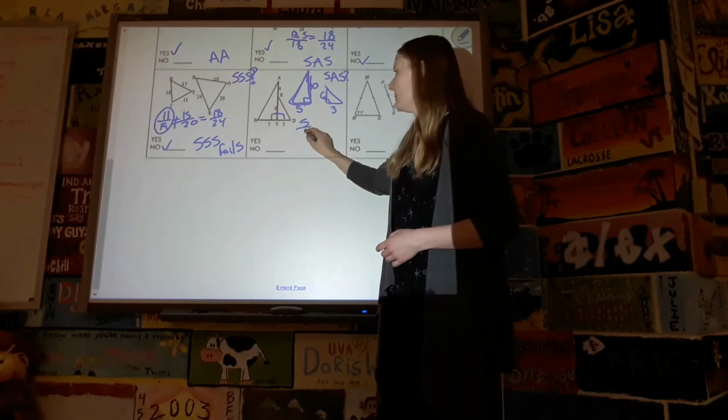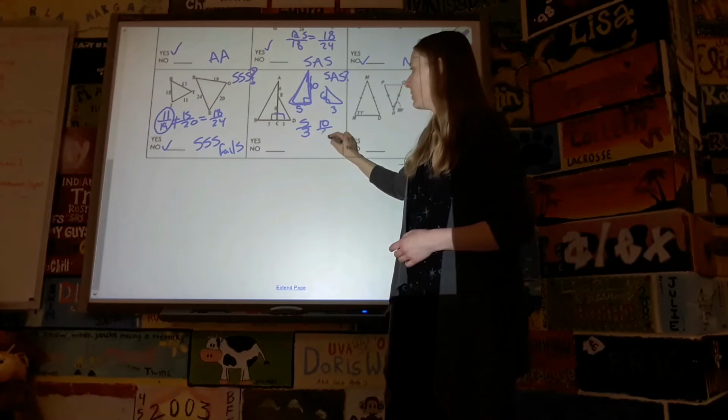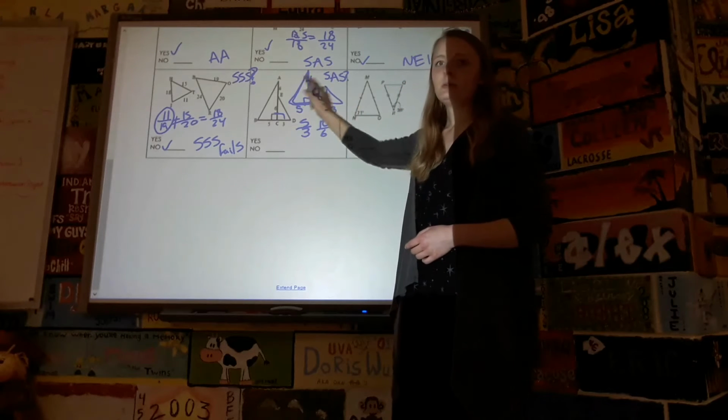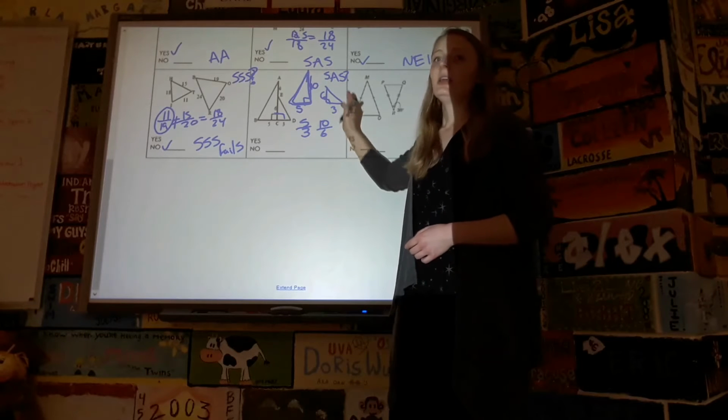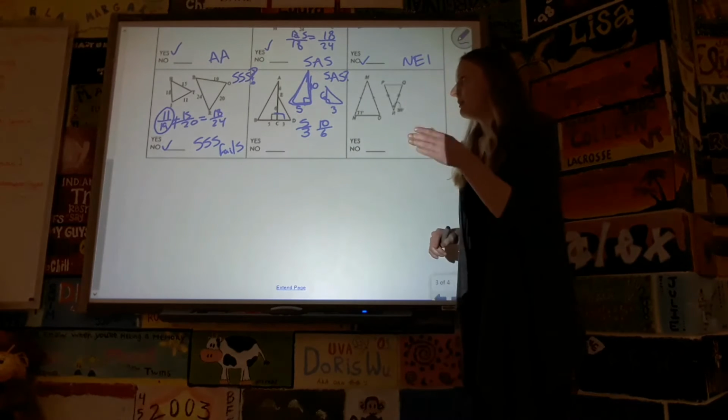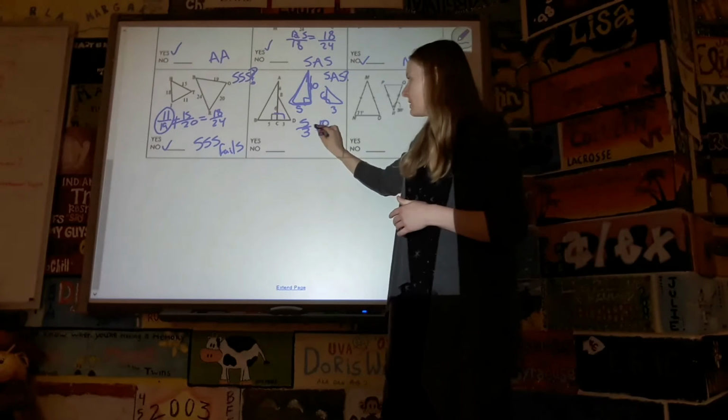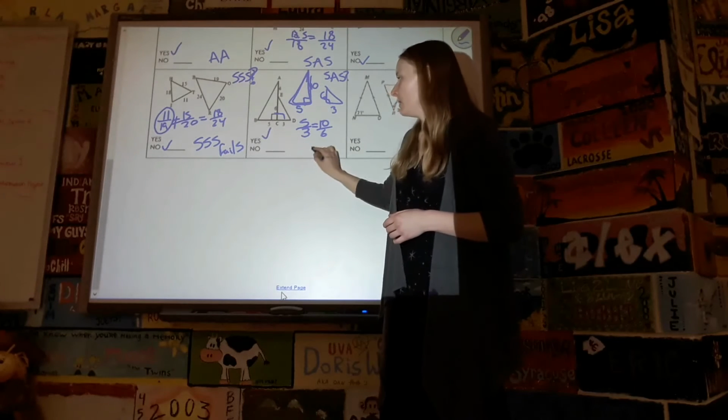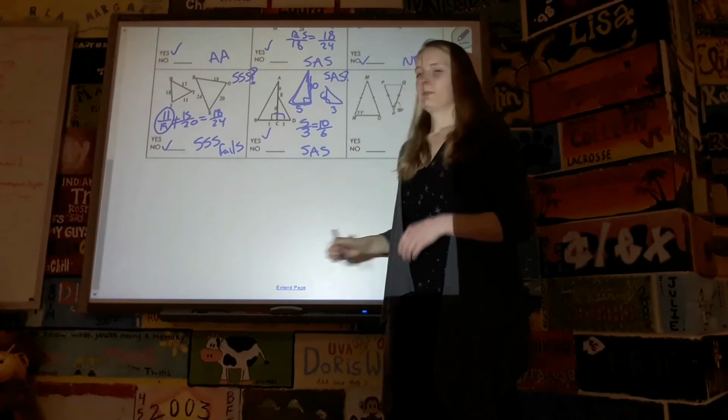So 5 over 3 compared to 10 over 6. Notice I'm going from one shape to the other and then going back to the original and repeating that pattern. So 5 over 3 is the same value as 10 over 6, so they are proportional. So that would mean that these shapes are similar by side angle side.